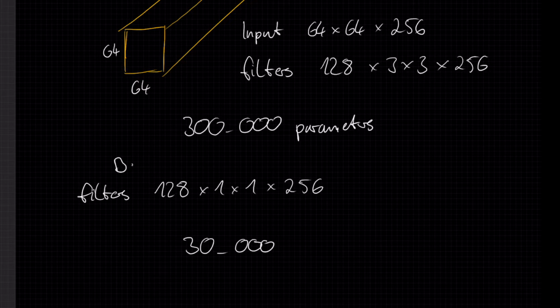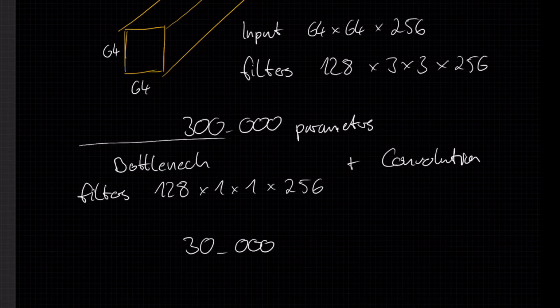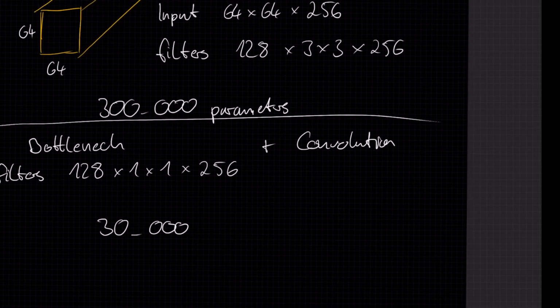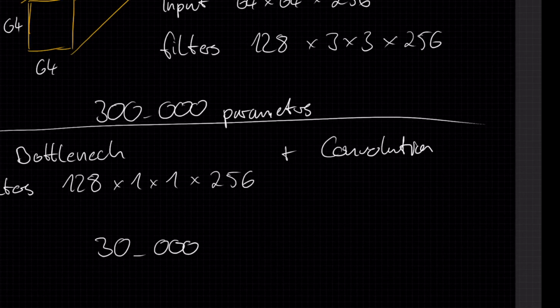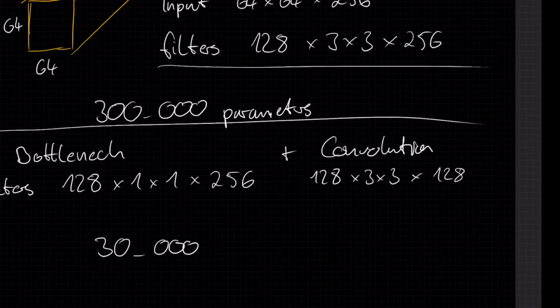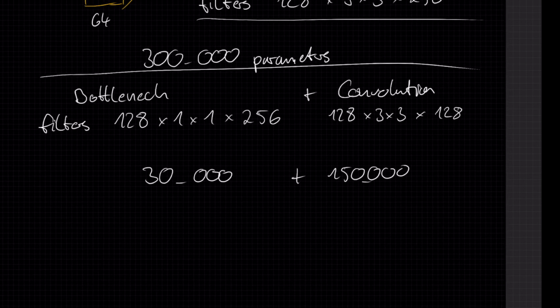But that was only the bottleneck. We also have to apply the convolution. And so we want to actually do the same convolution that we did above. So filters will be 128, 3 times 3. But now we have a reduced channel depth, so we multiply by 128. So that's the half of that. And so we have around 150,000. And so in total, we go to 180,000, which is a lot less than 300,000 parameters.